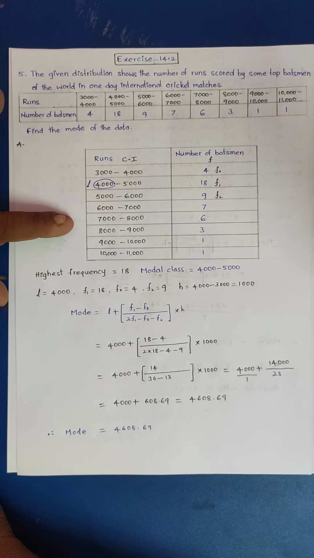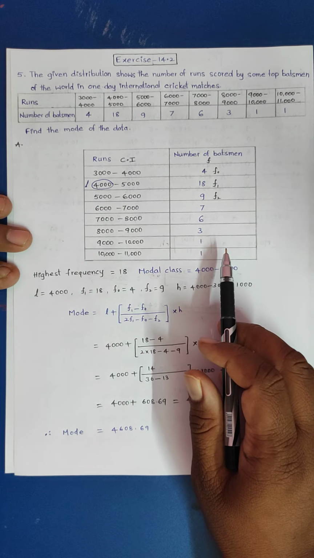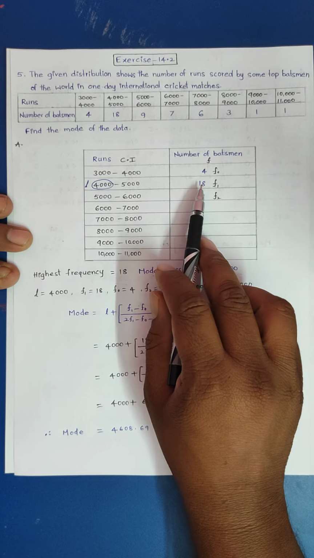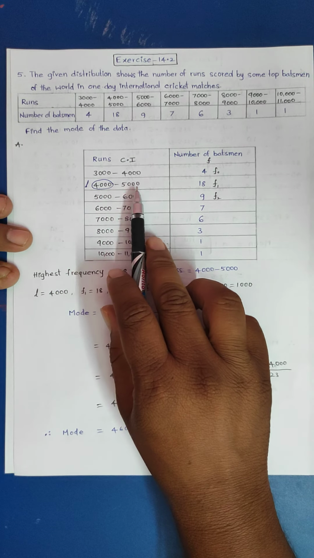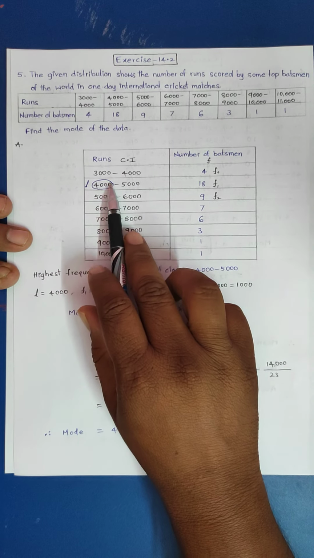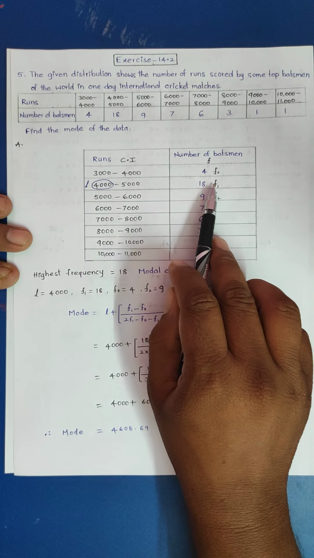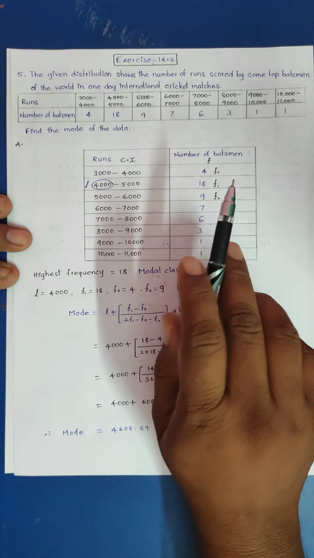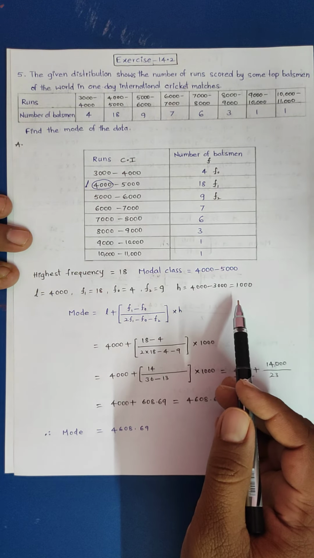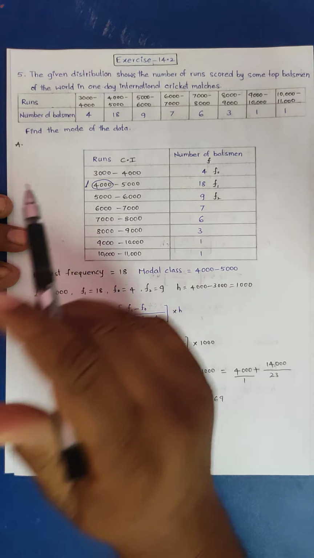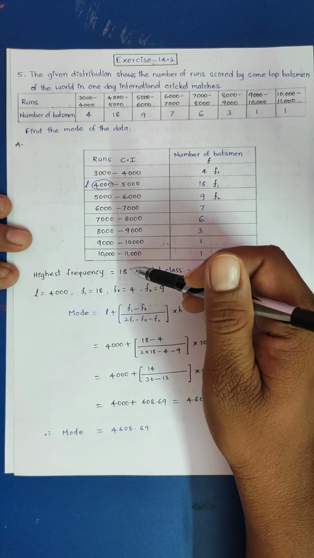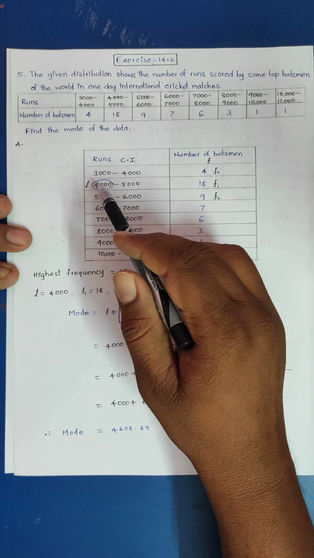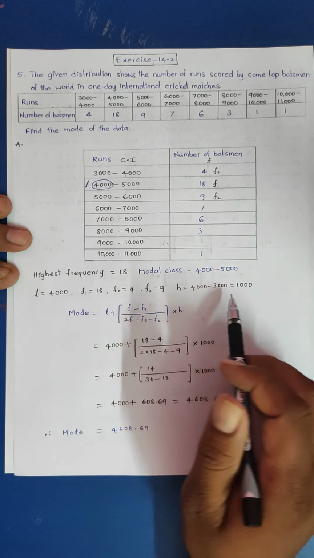So runs as class interval, the number of batsmen as frequency. Which is the highest frequency in this data? 18. So this 18 frequency class interval is the modal class. This 4000 as L, 18 as F1. Before this, frequency F0, after, frequency F2. Okay, height of the class interval. To write height of the class interval, first we check whether this is an inclusive or exclusive class interval. These are exclusive class intervals, so just subtract: 4000 minus 3000, 1000 is the height of the class interval.